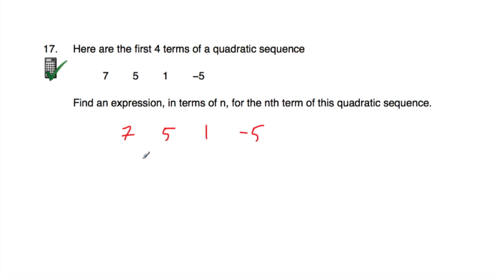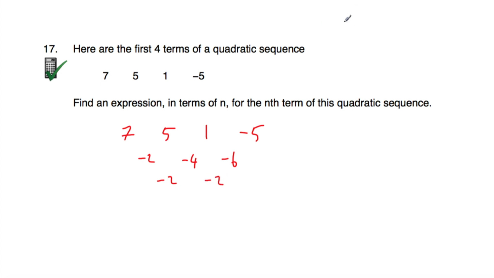So to get from 7 to 5, we're going to take away 2. To get from 5 to 1, we would take away 4. And to get from 1 to minus 5, we're going to take away 6. So we've got our first differences. Now let's find our second differences. So we're going down by 2, so it's going to be minus 2. And we're going down by 2 again, so it's going to be minus 2.